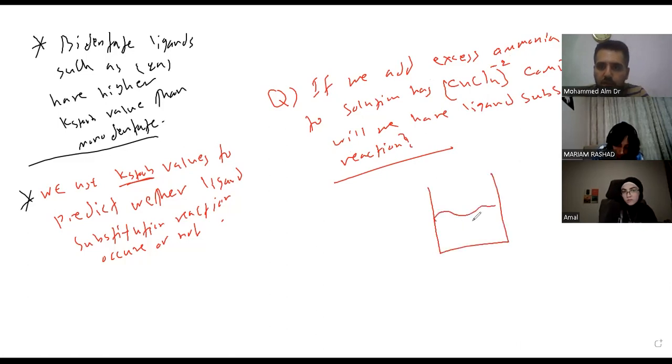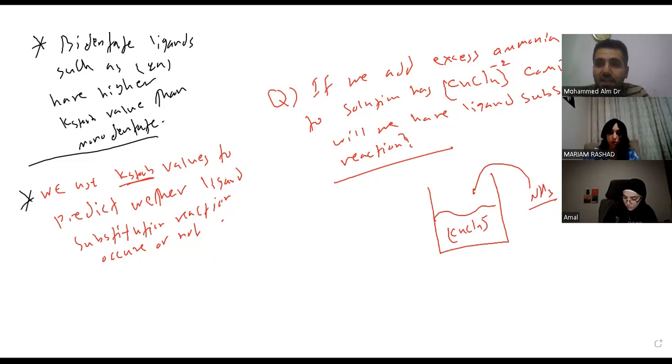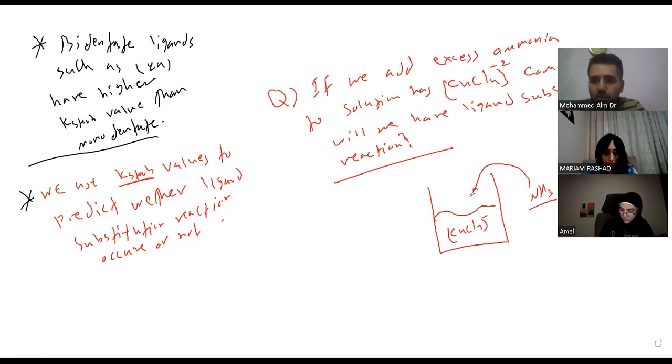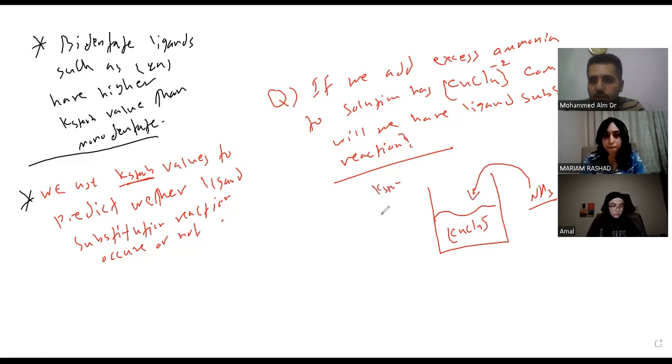Here, guys, I have CuCl4. And to this solution, we are adding what? NH3. Will we have a ligand substitution reaction? Guys, look. To answer this question, you need to take a look at Kstab values. Let me show you something now.